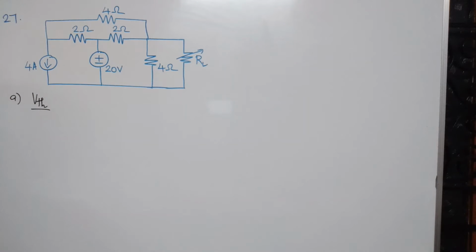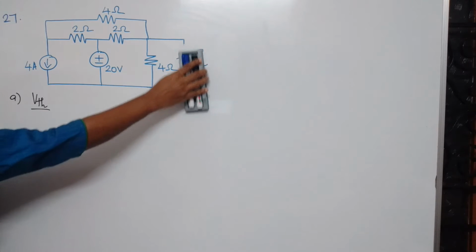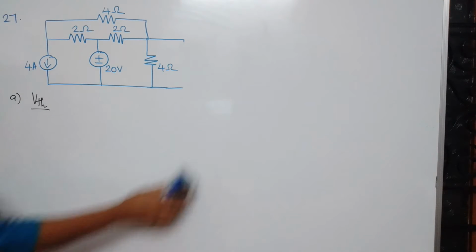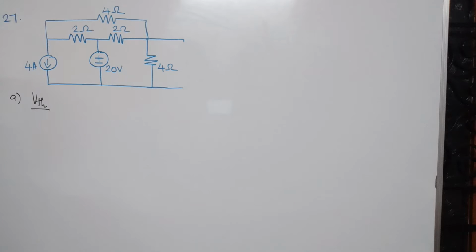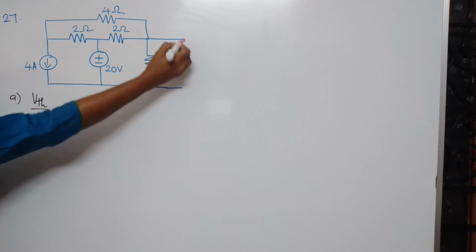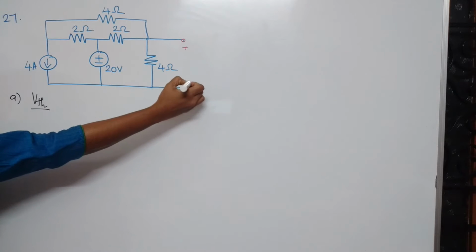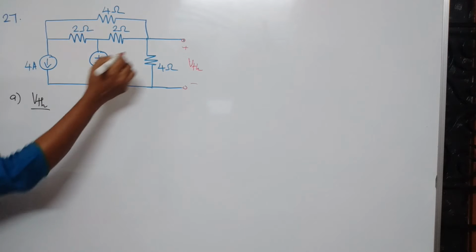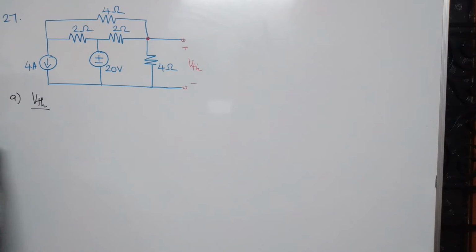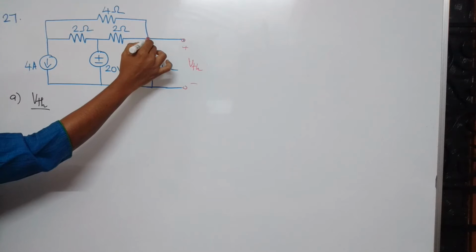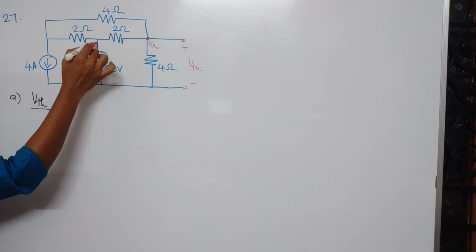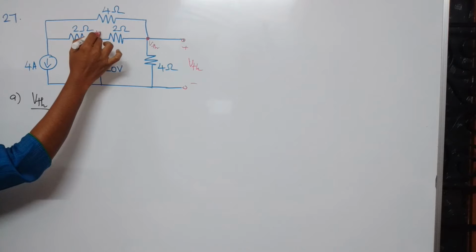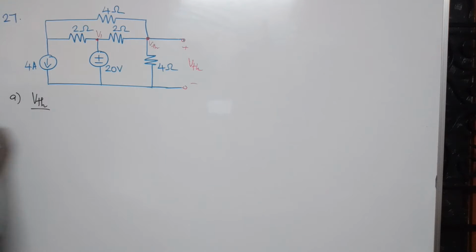To find VTH, we have to remove the load and replace it by an open circuit. So let's remove this load. Load is removed, and this voltage is the open circuit voltage, which is VTH. That means the voltage at this node can be written as VTH. There is another node here. The voltage here, let it be V1.